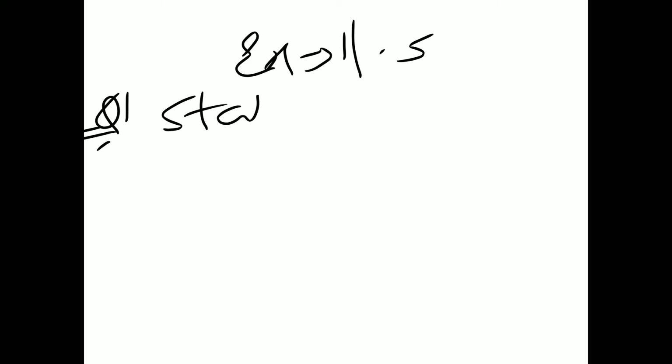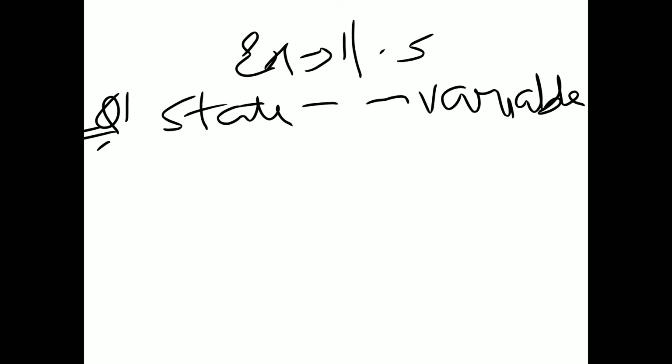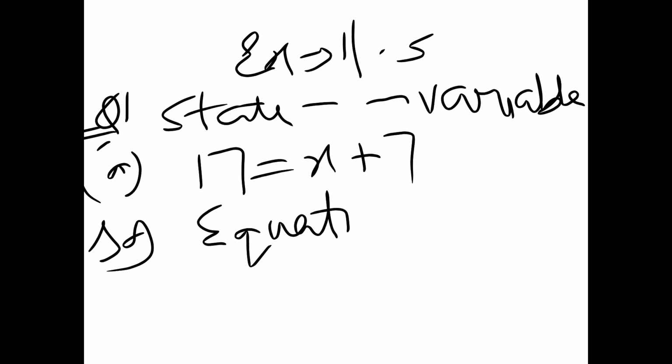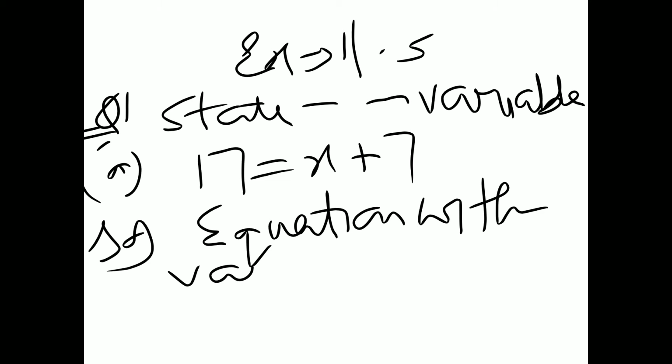A part: you mention in the copy exercise 11.5 and question number 1, you write state dash variable. Clear? You will write in this manner. Then A part, 17 is equals to x plus 7. So you write: it is an equation with variable x. There is a variable x, so you write like this.